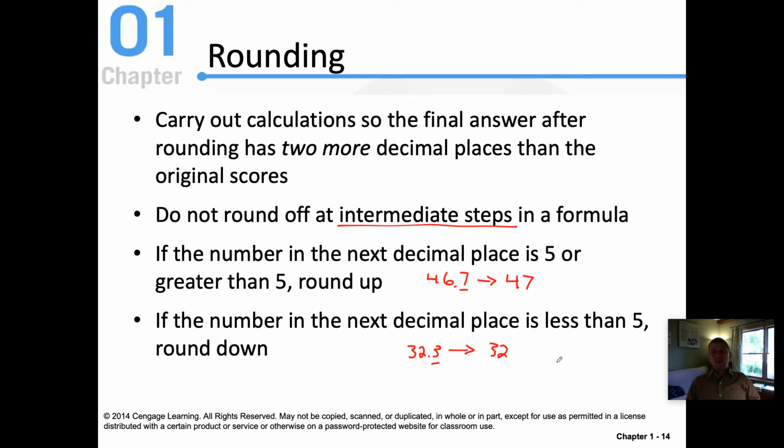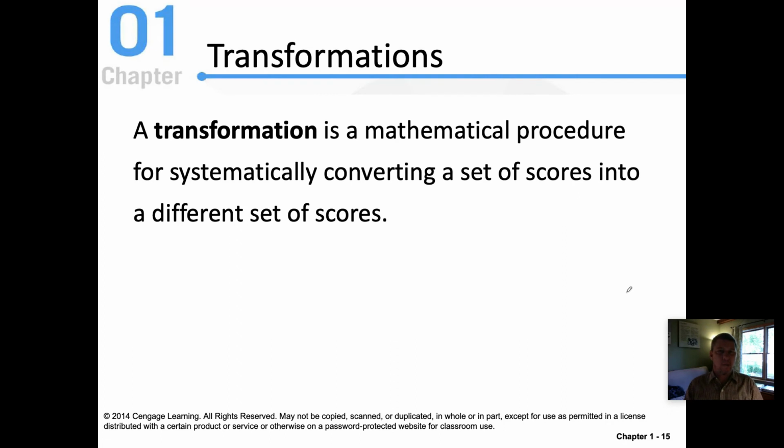And this is true no matter how many decimal places you have. If you want to round to the hundredths place and you have 52.361, well, the 1 is obviously less than 5, and so this would round to 52.36. Rounding is something that you probably already have a pretty good idea about.